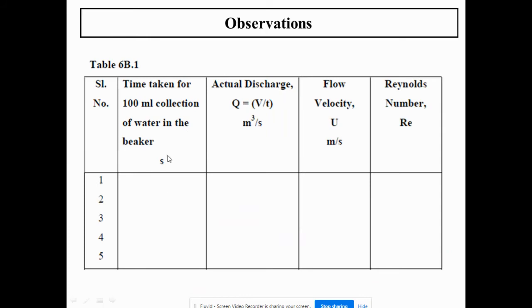The observation comes with the calculations as well. We have already discussed this. In this case, 100 ml of water is being collected in a beaker, and the time is noted for 100 ml collected. So we can keep the volume collected as constant. For 100 ml, the volume over a time t gives the flow velocity in meters per second, and the Reynolds number you can calculate.